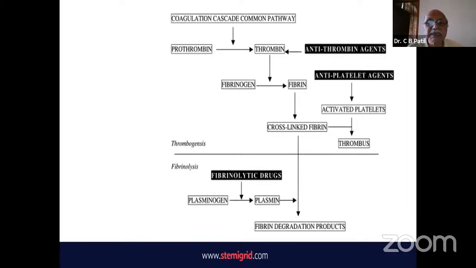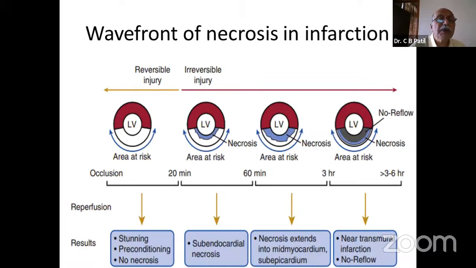What fibrinolytic drugs do is convert plasminogen to plasmin, which in turn dissolves the fibrin into fibrin degradation products. So this is the basic nature. As you know, when there is a coronary occlusion, within 20 minutes the damage may not be much. Whereas when it exceeds 20 minutes, the myocardial damage starts from the subendocardial region, and from 60 minutes to 3 hours it spreads almost to half of the myocardium, and at 3 to 6 hours the necrosis can be transmural in nature.